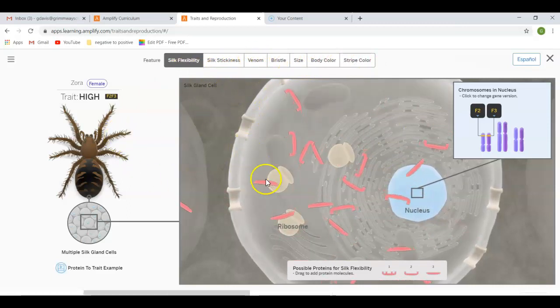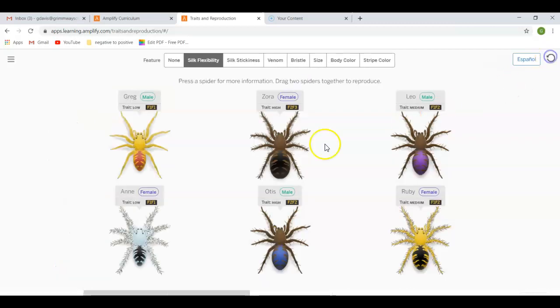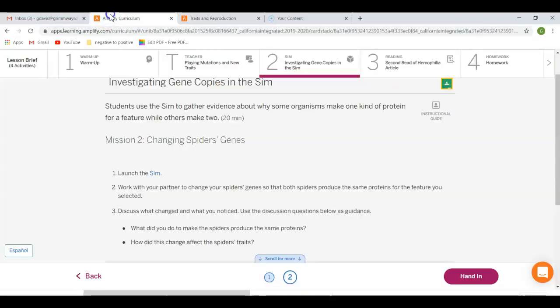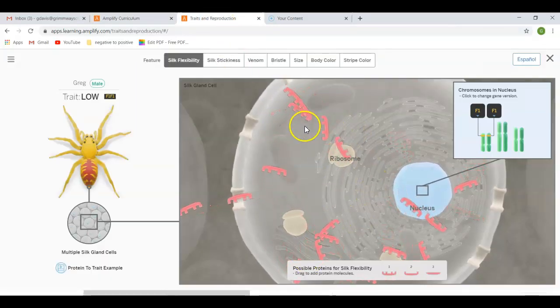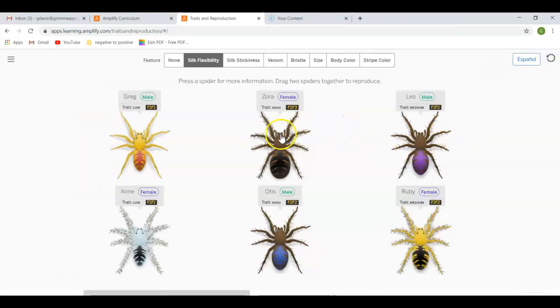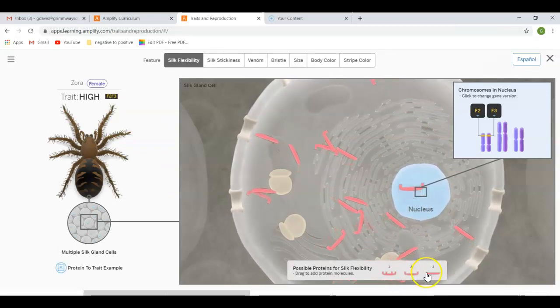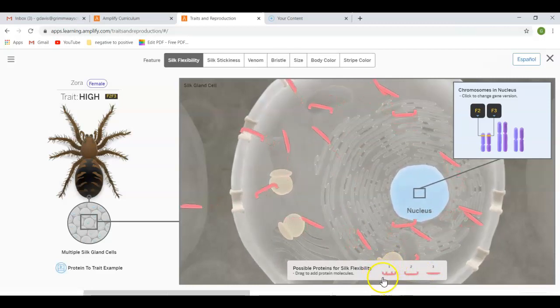So here, Zora produces 2, right? I already remember that, so she's producing 2. But Greg is producing 1. So I need Greg to produce 2 as well, right? Because if I look at my instructions, it says, change your spider's genes so that both spiders produce the same proteins for the feature you selected. Okay, so he is producing the one that has 4 connectors. And what is Zora producing? Okay, so she doesn't have that one. So she has the stick. So she has protein 2 and 3.